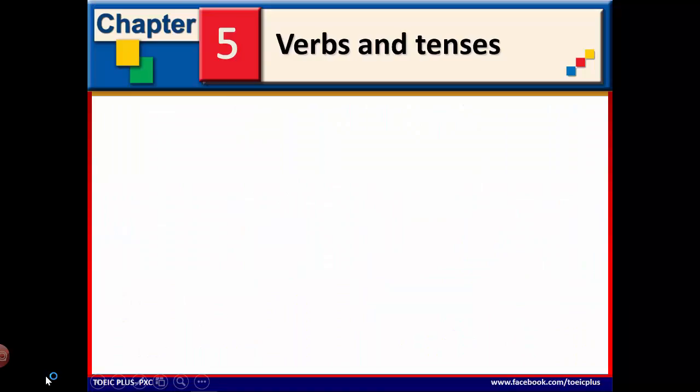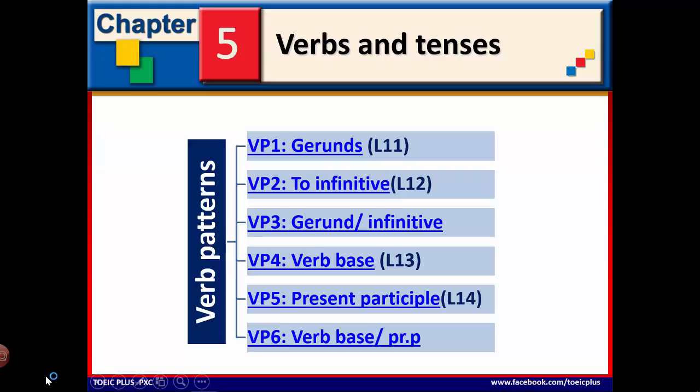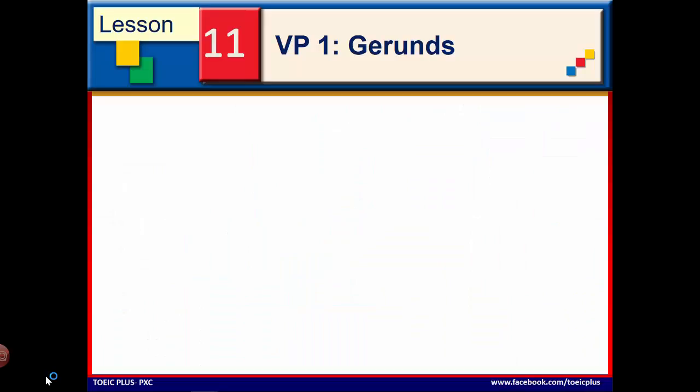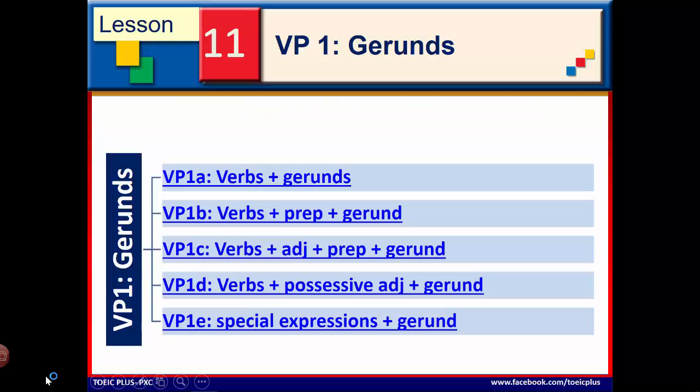This lesson, no homework. So, we have to remember everything we learned. First, how many BPs in class? Six BPs, alright. BP 1, two, three, four. Verb base. What else? Present participle. And six, verb base or present participle. Alright. And also we have BP 1A, B, C, D, E.